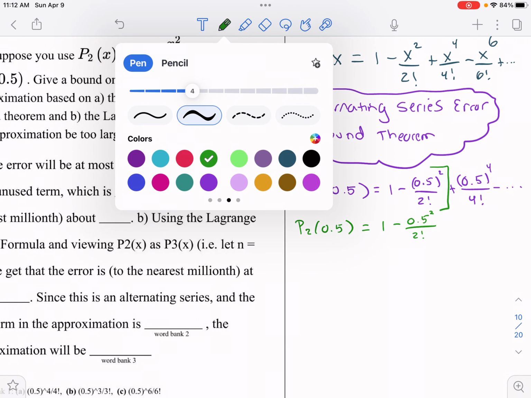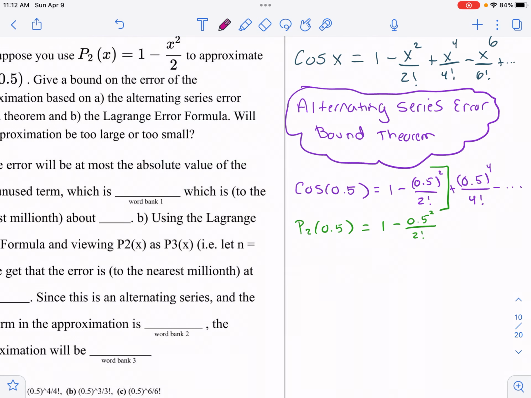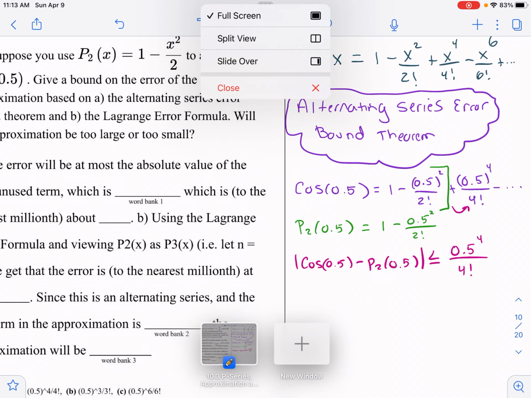So for an alternating series, if you're going to use the alternating series test, our error, let's use good notation here, our error, cosine of 0.5, the true value minus our approximation, is not going to be more than the next term. So the alternating series test, just look at the next term, right? What's the next term here that we didn't use? 0.5 to the 4 divided by 4 factorial. Okay, we looked at that graph in class. It's an easy test. Just look at the next term that would have appeared, and your error is less than that. And so let's just go see what that actually is.